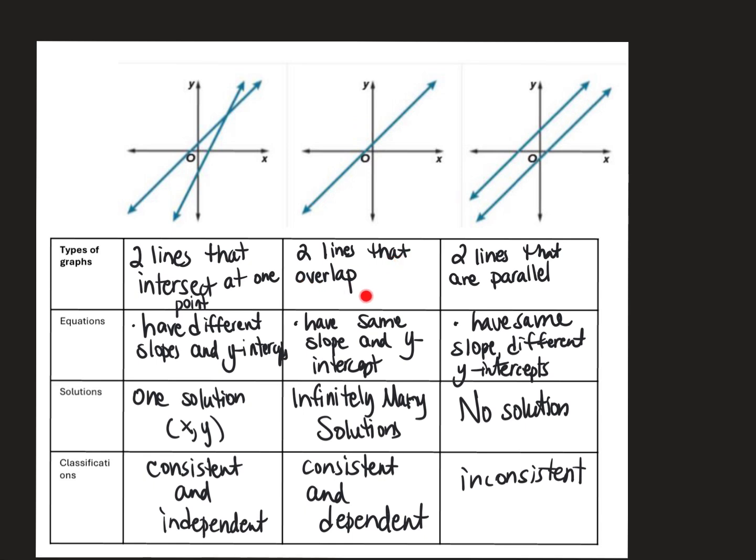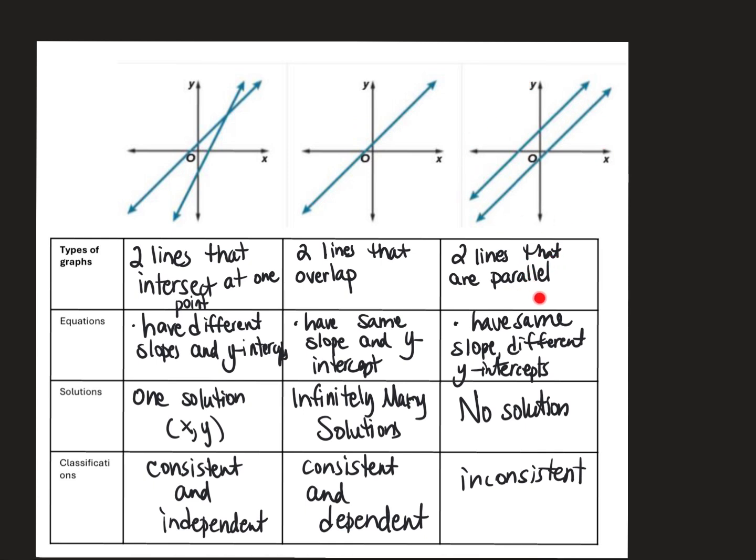For the second one, the type of graph is two lines that overlap. So this is actually one line, and those equations have the same slope and y-intercept. The solution is infinitely many solutions because the two graphs intersect in an infinite number of places. Because it has solutions, it's consistent, and it's dependent. These two lines are dependent upon one another. So consistent and dependent.